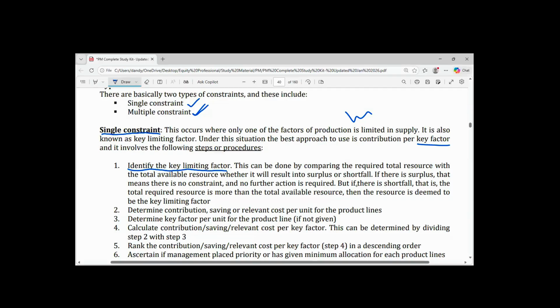But when the required resources is more than what you have available, that's a shortfall. That's a constraint. When there's a constraint, then you have to carry out the method of determining the optimal product mix. That's the first thing you need to do. You identify if truly there is a constraint by comparing the required resources with the available resources, whether it will result in a shortfall or a surplus to the organization.